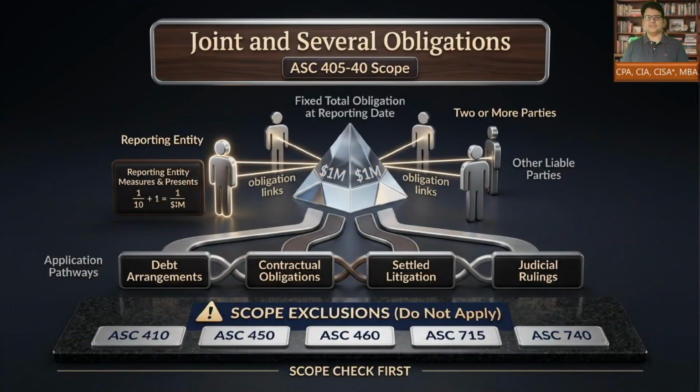Now we move to ASC 405-40, which covers joint and several obligations. This model applies when two or more parties are jointly and severally liable and the total obligation is fixed at the reporting date. Examples include co-borrower debt arrangements, settled litigation, fixed contractual obligations, and judicial rulings involving multiple liable parties. But do not apply this model when a more specific topic controls, such as ASC 410, ASC 450, ASC 460, ASC 715, or ASC 740.